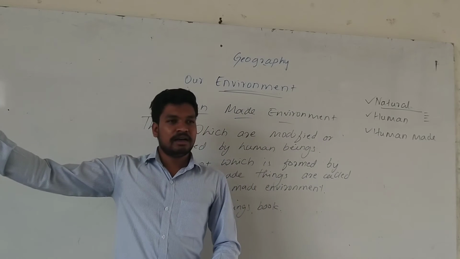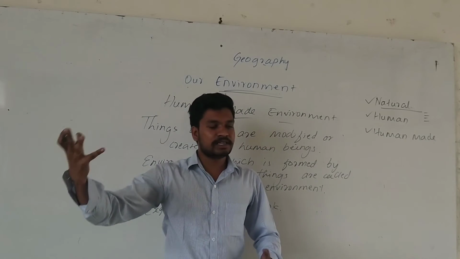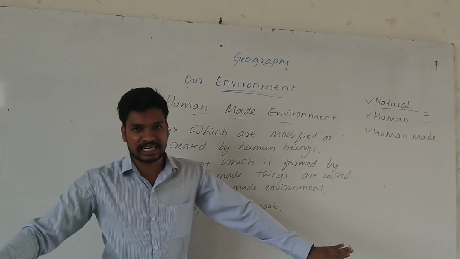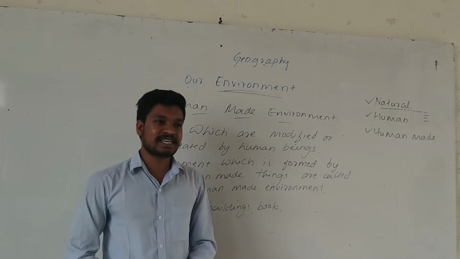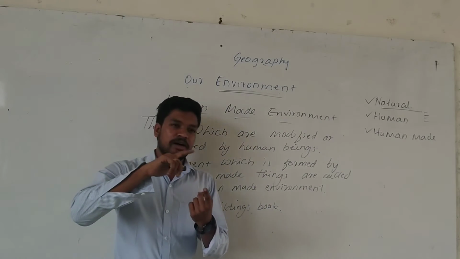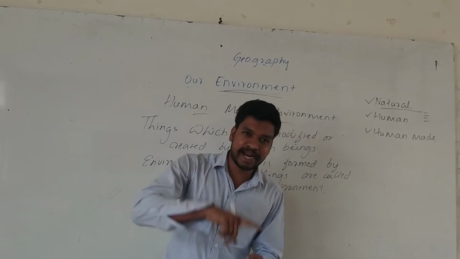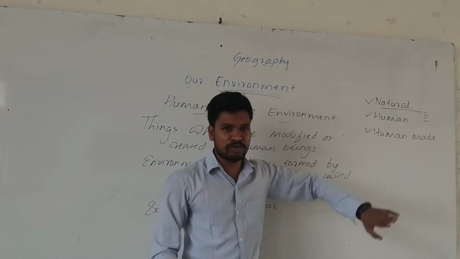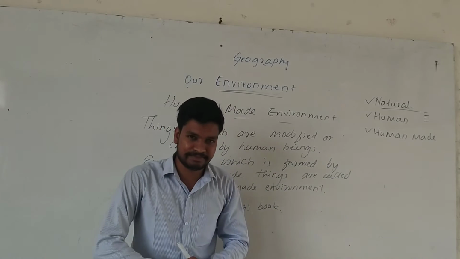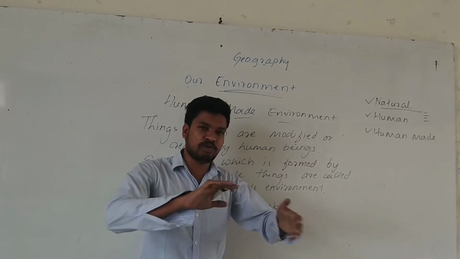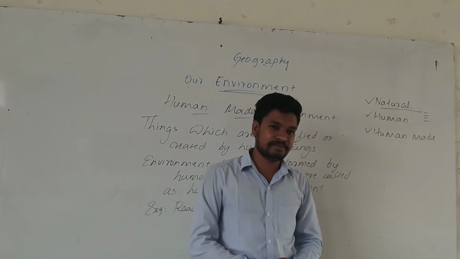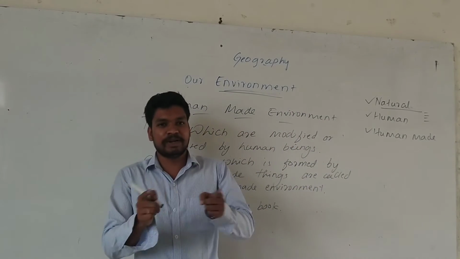So we get air, sunlight, and water. This all belongs to the natural environment. We have a surface, land surface, rock, all those things. It comes under the natural environment. So the human environment and the human made environment come under this natural environment. Means all these 3 environments are interlinked, and all these environments are interdependent, dependent on each other.